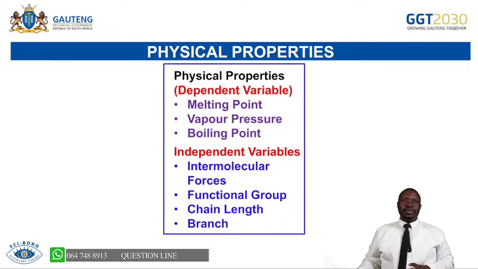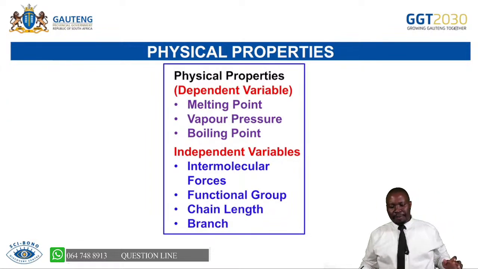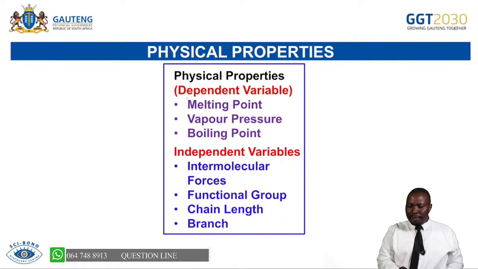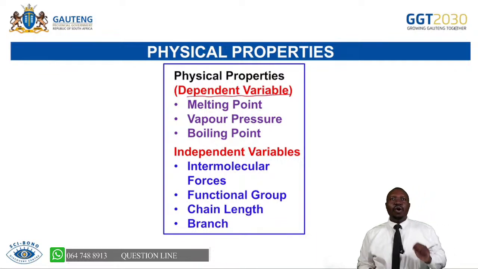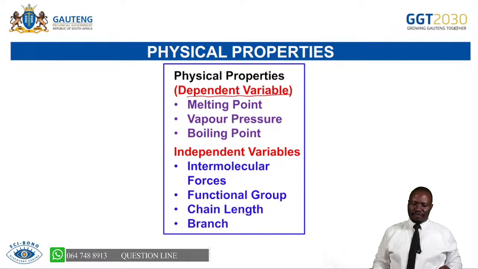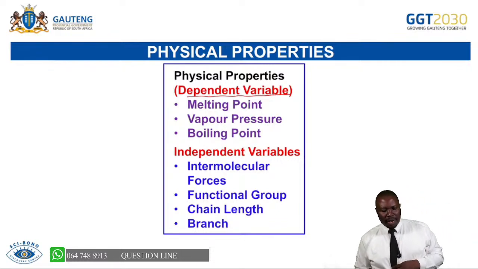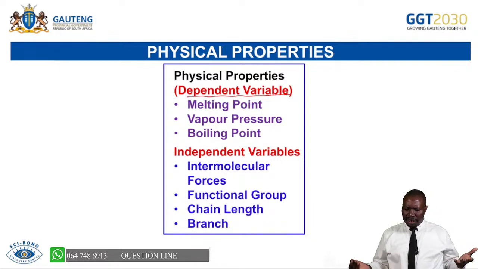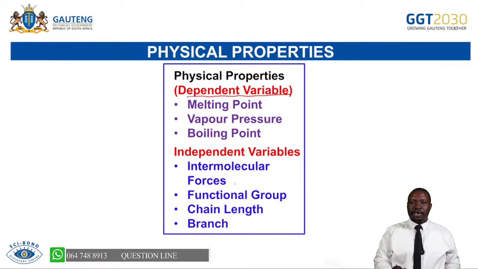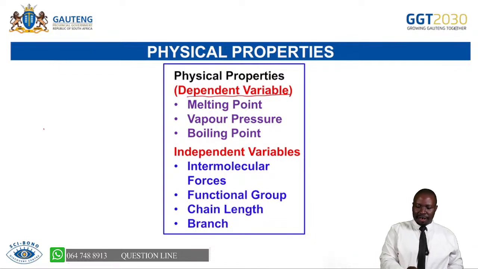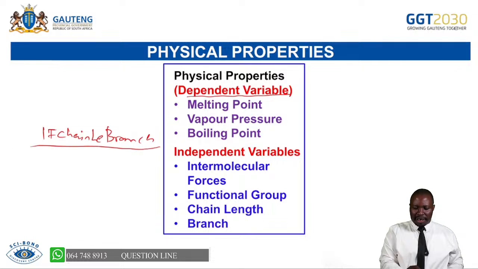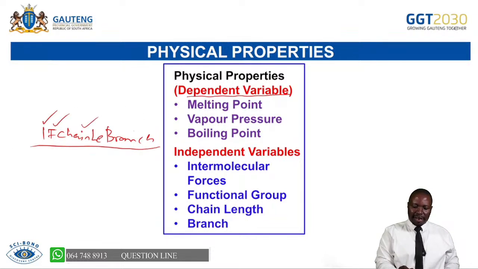Now, I've already talked about this slide, to say we have physical properties which we now call dependent variables. We said we only do 3 physical properties in grade 12, which are the melting point, the vapor pressure, and the boiling point. Now, when it comes to the independent variables, we talked about it. I said to you, if chain, branch, so that you don't forget that in the structures, we'll change the intermolecular force, the functional group, the chain length, and the branch.